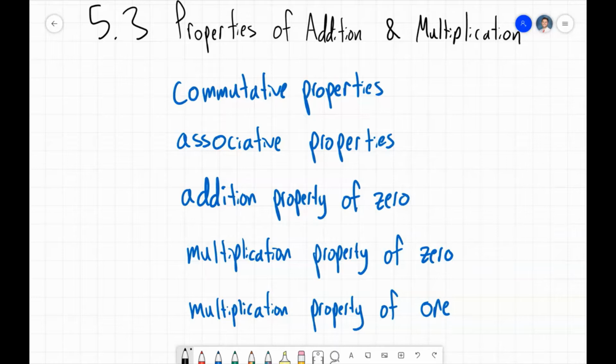So as a reminder, we have the commutative properties of addition and multiplication, and those tell us that the order of addition and multiplication doesn't matter, right? 5 plus 2 is the same thing as 2 plus 5, and 3 times 4 is the same thing as 4 times 3. Okay, then we have the associative properties, and those tell us that the grouping of these addends and factors does not matter, right?